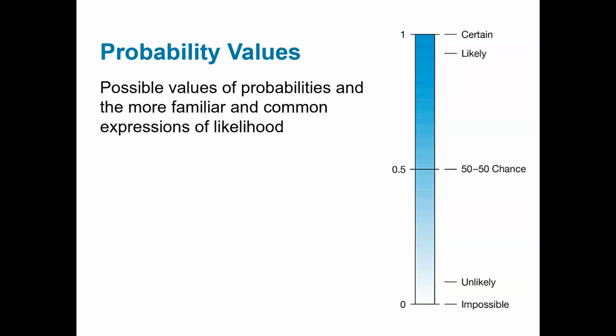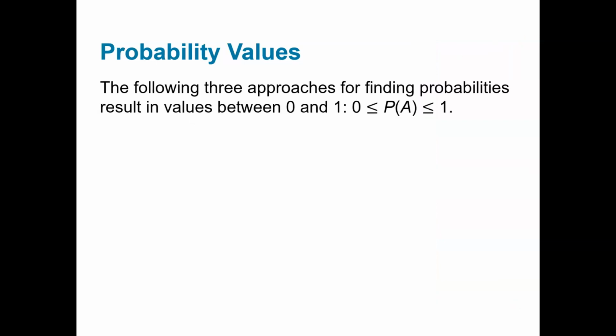1 is certain, that relates to the 100%. And then 0 is impossible, 0%. 50-50 is an even chance, likely is like 90, unlikely is like 10 or 5. And it gets a little hard to discern between after 0 and 1 and 50-50. What this says is we are between 0 and 1.